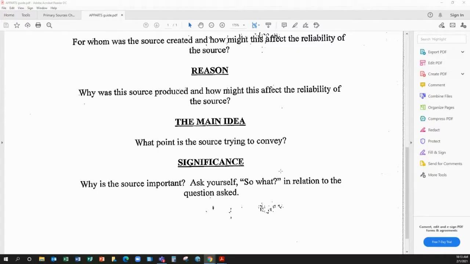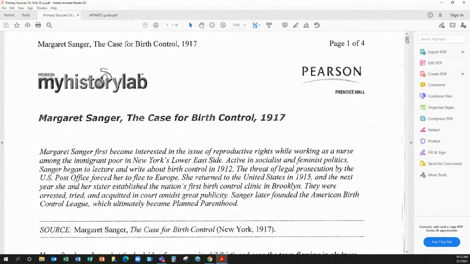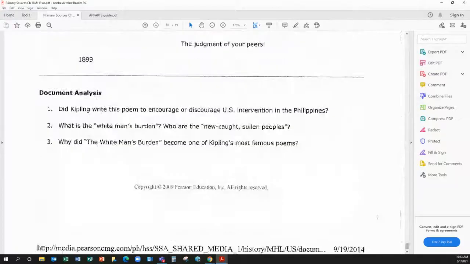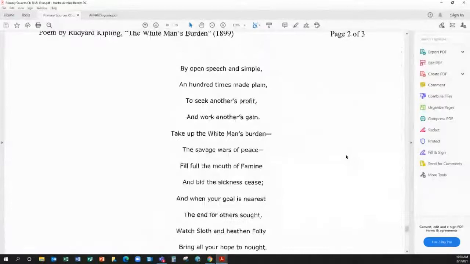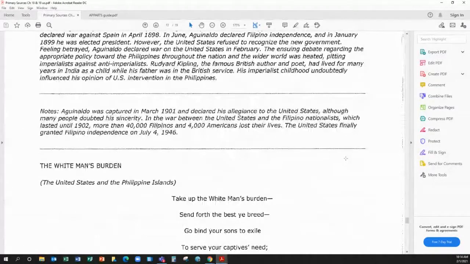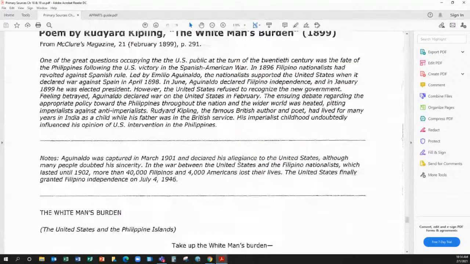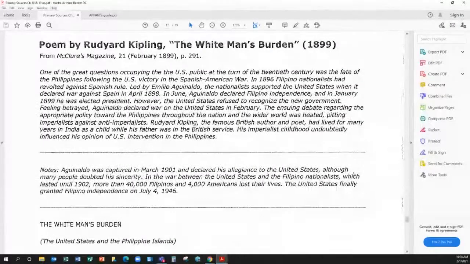Okay. So let's go ahead and do a document together so that you can see how this plays out. The one that I'm going to use as an example is written by a British poet, Rudyard Kipling. And you can see the imperialism in there. So I'm going to go ahead and just read it. I am going to read the italics up top so that you get an idea where we're going with this.